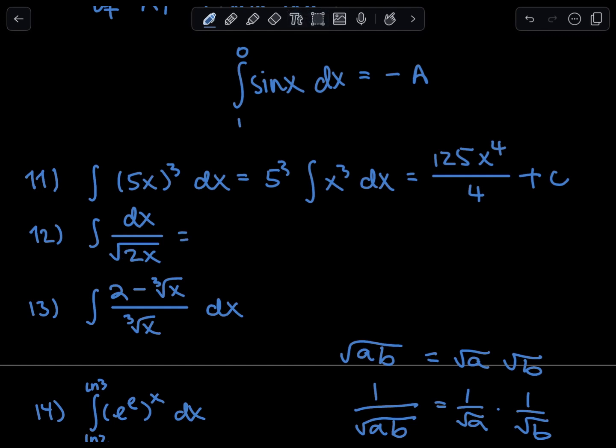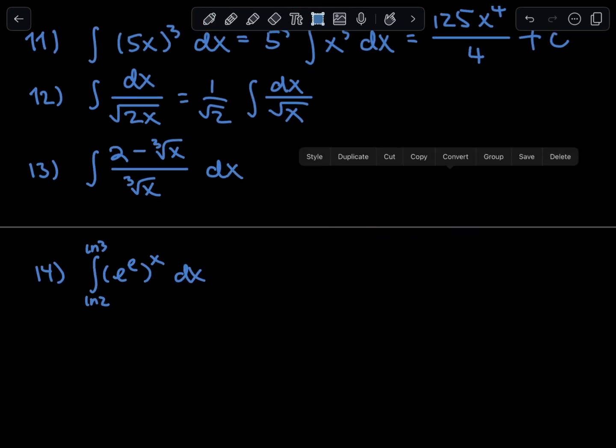So I'll say, and the dx comes down, by the way, we'll just have a 1 on top. So this is 1 over the square root of 2 times the integral of, or we can still write the dx on top, square root of x on the bottom. Okay, I'll delete this now.